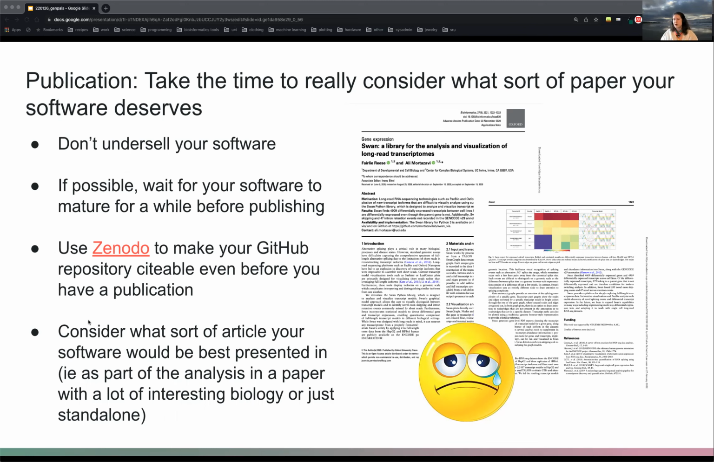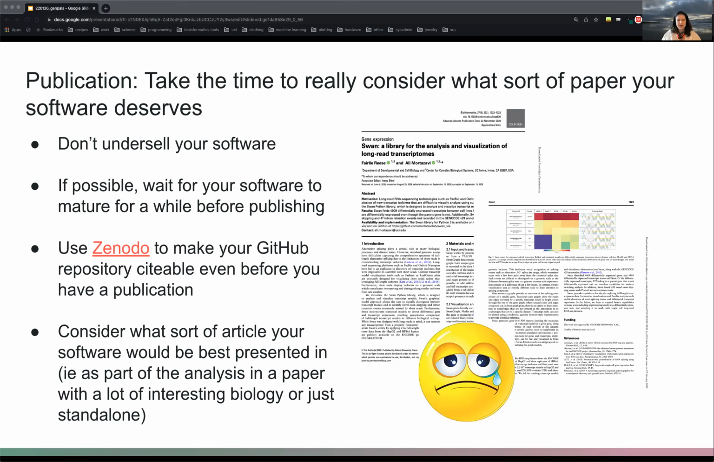And then furthermore, it's worth considering what sort of article you want to present your software in. A lot of people throw their software in as a side of a big paper. So they're like, okay, we did all these analyses and then look, we developed this new one, and it makes up a paragraph in the results or something like that. But you might want to have it be its own standalone paper as well. So definitely make sure you take the time to consider this.